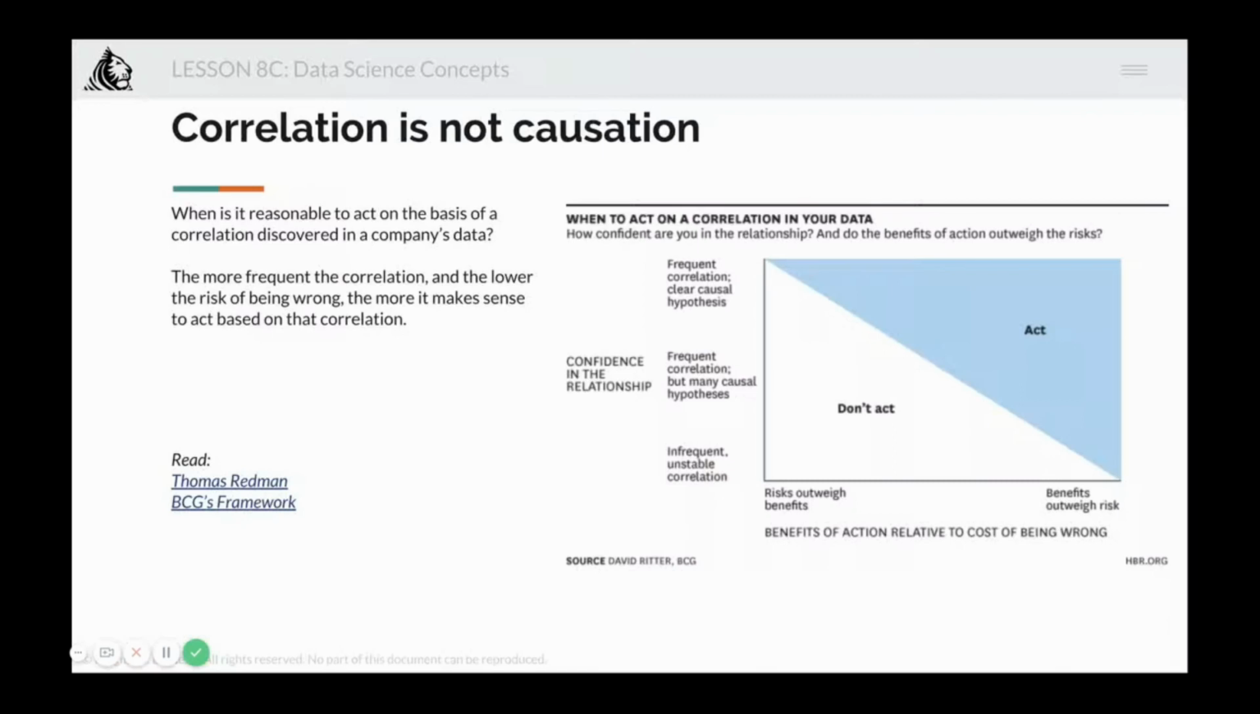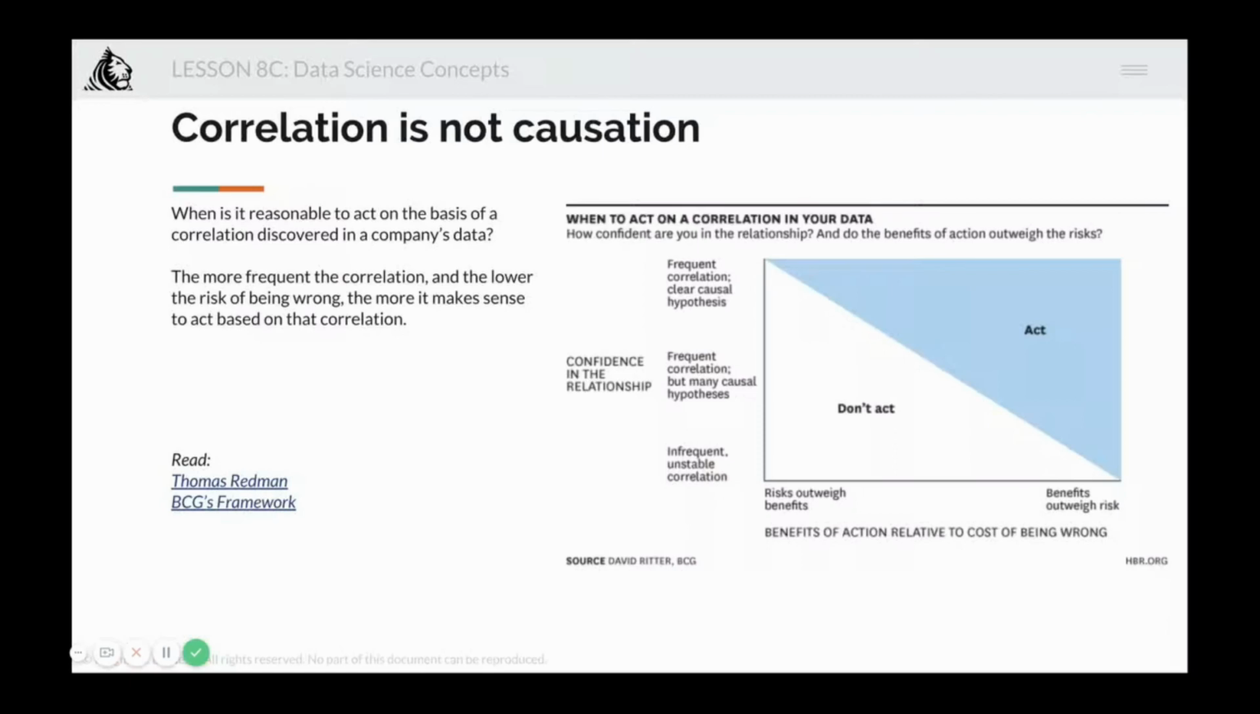Well, the more frequent the correlation and the lower the risk of being wrong, the more it makes sense to act based on that correlation. Just look at the diagram here, right? So, benefits of action relative to cost of being wrong. If the benefits outweigh the risk and the correlation is very frequent, so there are clear causal hypotheses, right? If the correlation is very frequently visible, and the benefits outweigh the risk, then please act on it.